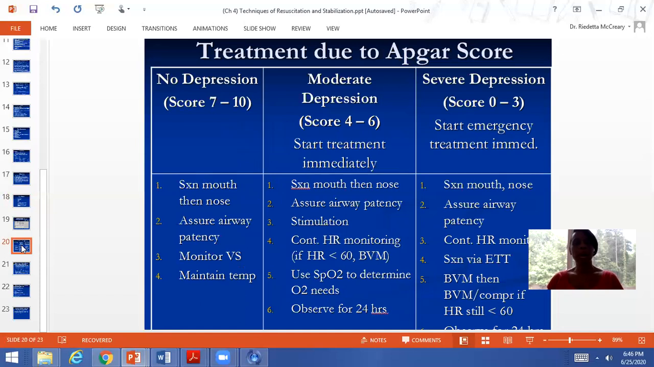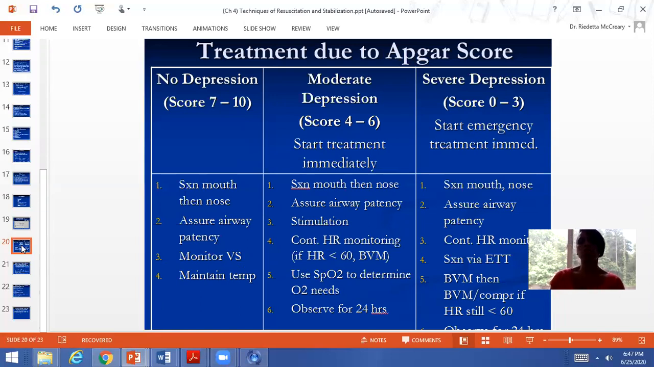And then this talks about how to respond to certain categories of score. So if the score is between 7 and 10, we consider that baby to not be depressed. We're going to suction the mouth, then the nose, assure that their airway is patent, monitor their vital signs, maintain their body temp. And then, of course, we can give the baby to mom.